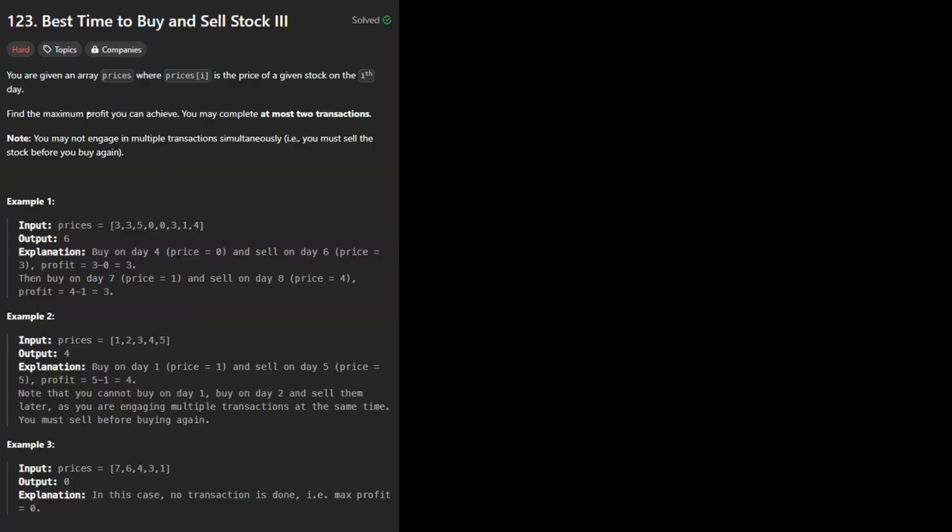Hi everyone. In this given problem statement, we have to solve Best Time to Buy and Sell Stock 3. To solve this problem, we are given an array prices where prices[i] is the price of a given stock on the ith day. We have to find the maximum profit we can achieve.